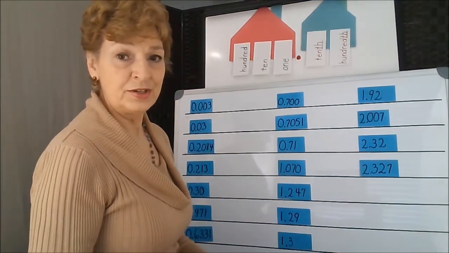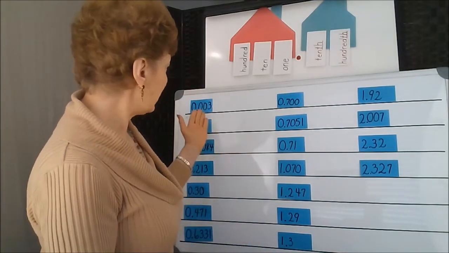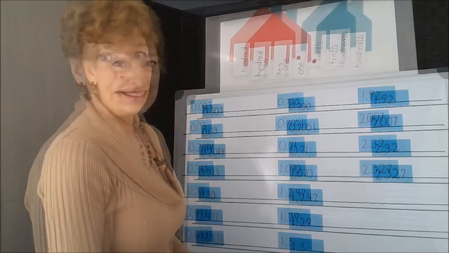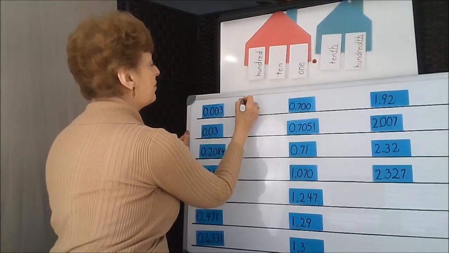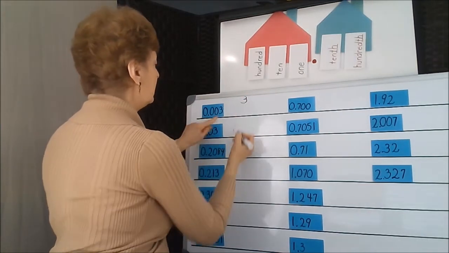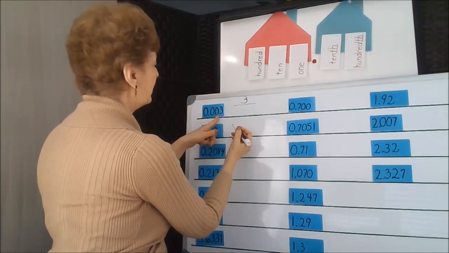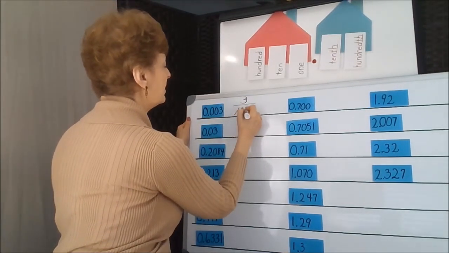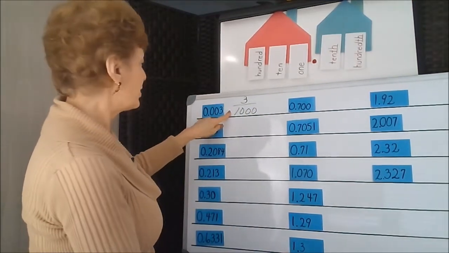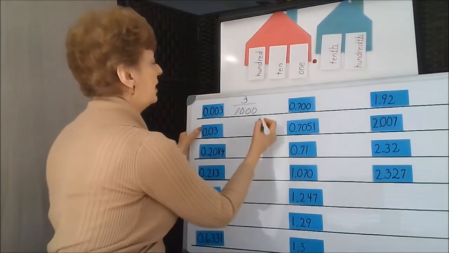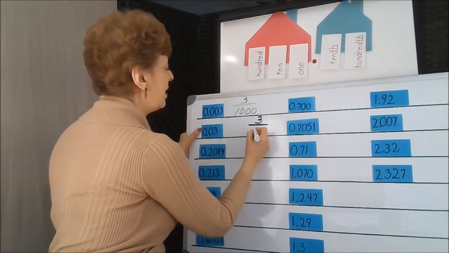But another thing that your child is going to need to know, another skill, is to be able to translate the decimal into a fraction. Our first decimal translating to a fraction would give us our 3 as a numerator. The 3 is in the thousandths position. So this is the equivalent fraction for this decimal. The next one, 3 again, is our numerator, but it's in the hundredths position.